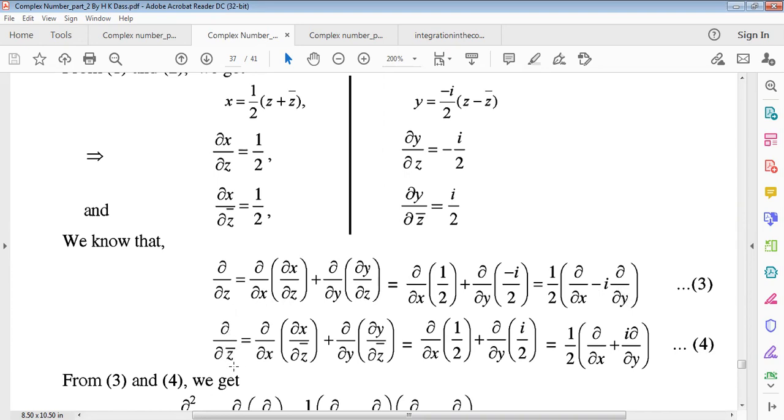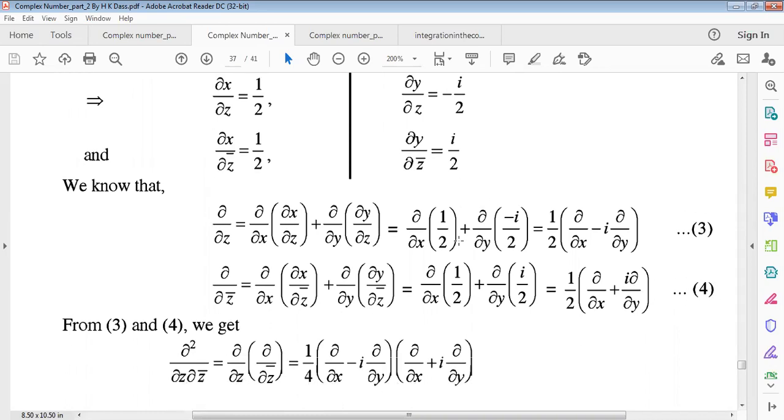Similarly with respect to z bar, using a similar concept. Del x by del z bar is only half, and del y by del z bar is i by 2. So we get half into del by del x plus i del by del y. This is equation number 4 and the previous one is equation number 3.